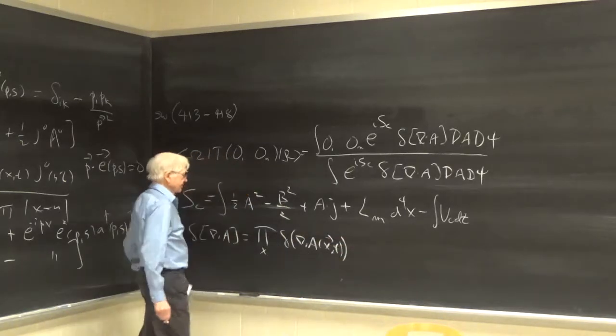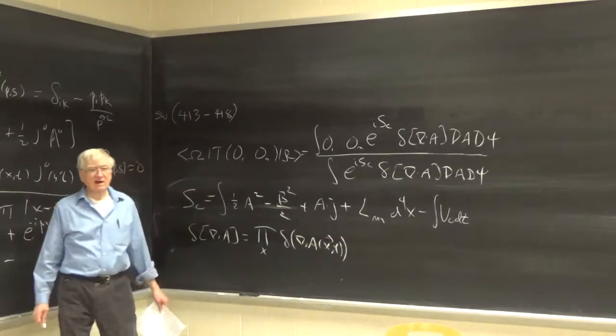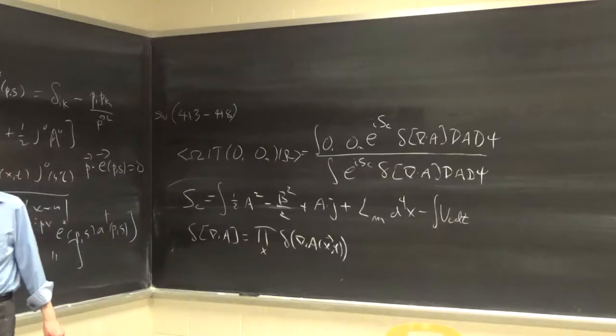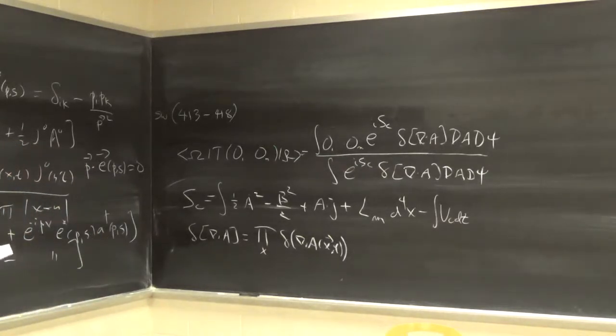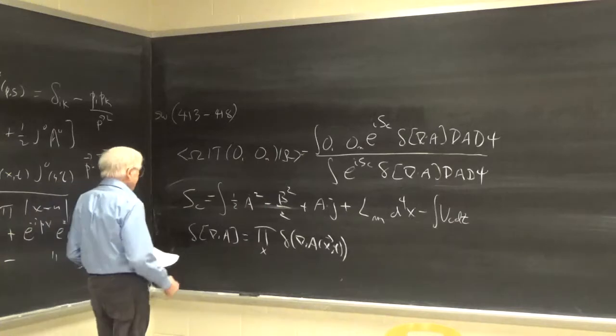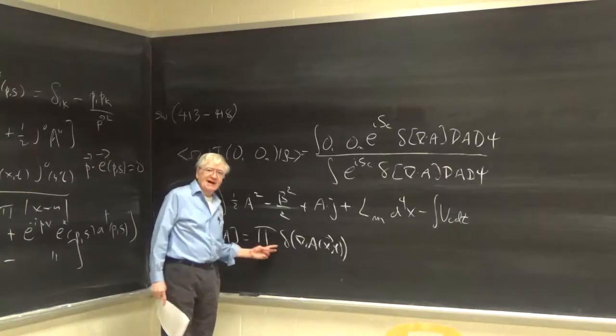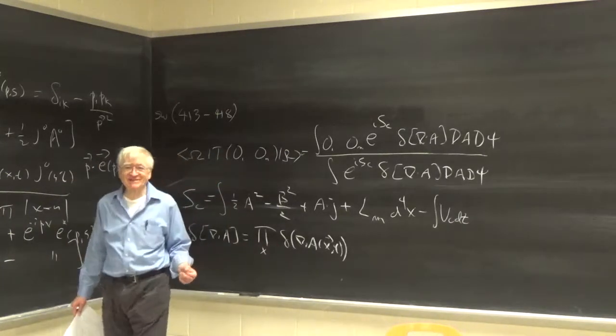So that Coulomb gauge condition is something that was a sort of hyper Dirac, isn't it? It's an infinite product of delta functions.